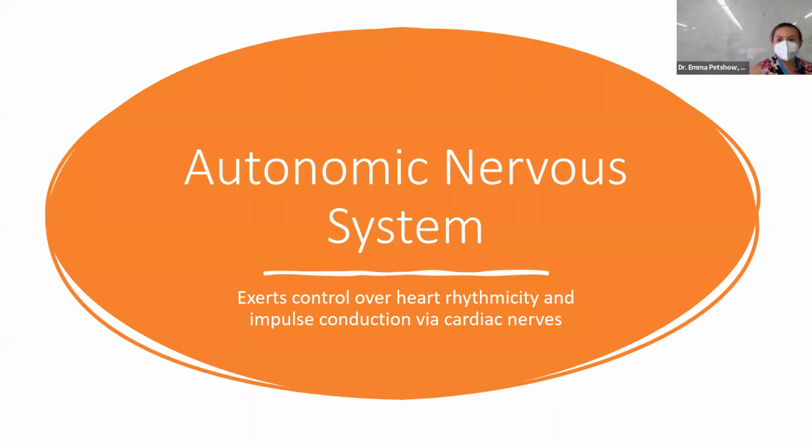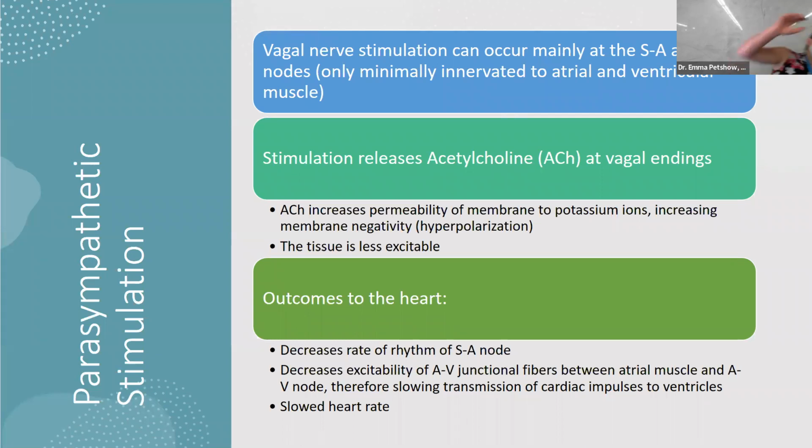So again, our autonomic nervous system is going to be the main system that exerts control over heart rhythmicity and impulse conduction via cardiac nerves. How does that happen? We'll talk a little bit about how the autonomic nervous system controls the conduction process of the heart. So parasympathetic, I know it's on the side. Parasympathetic stimulation, our vagus nerve, can occur mainly at the SA and AV nodes. It's only minimally innervated to the atrial and ventricular muscle.